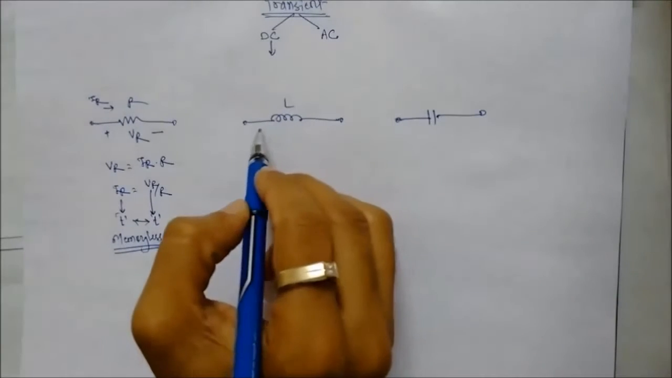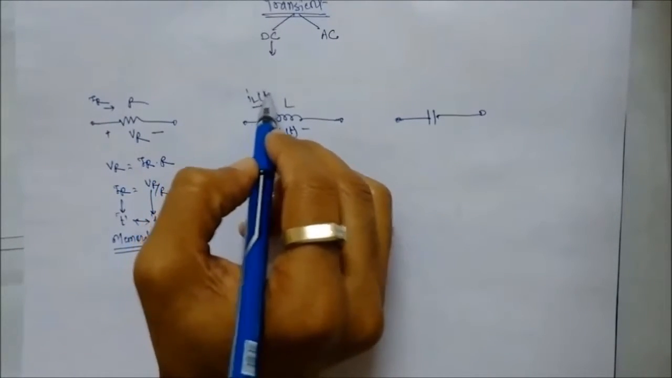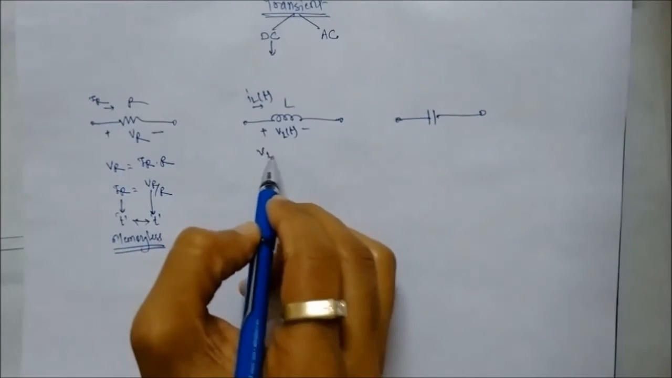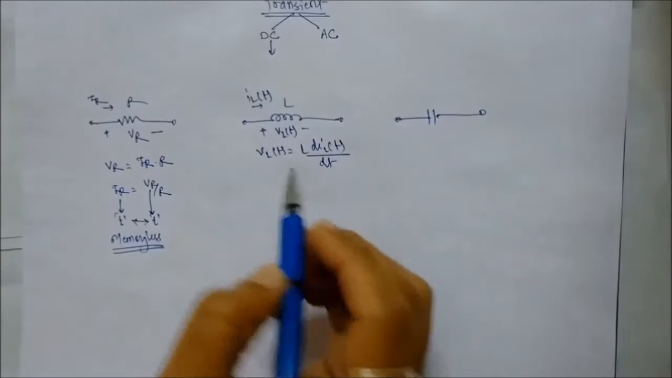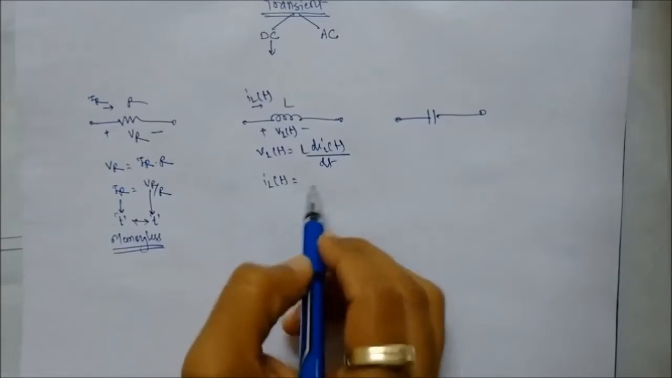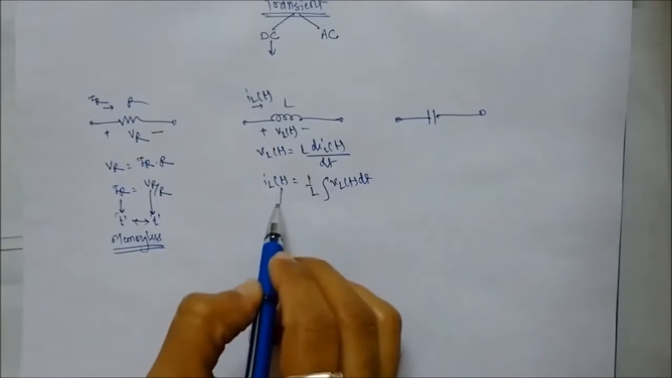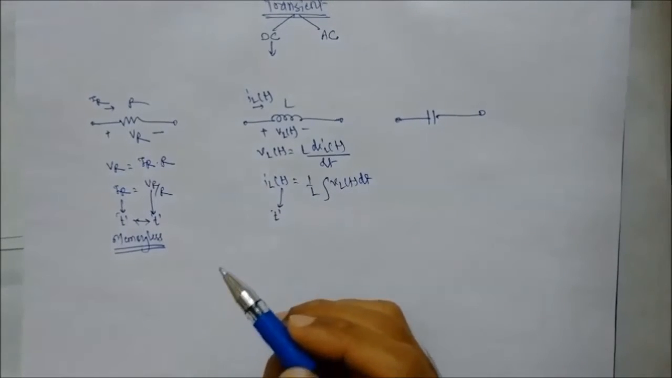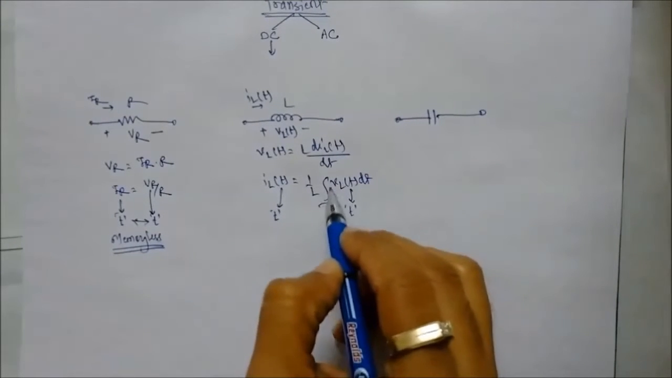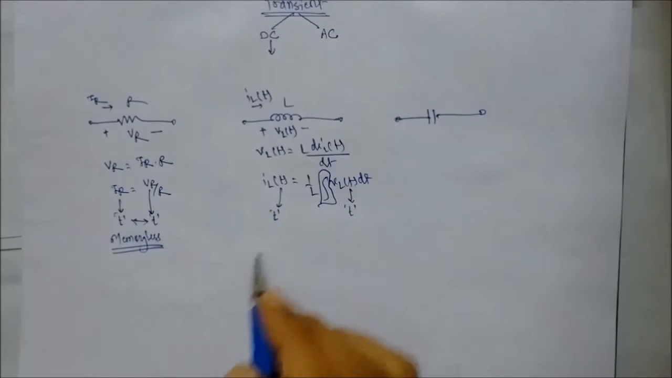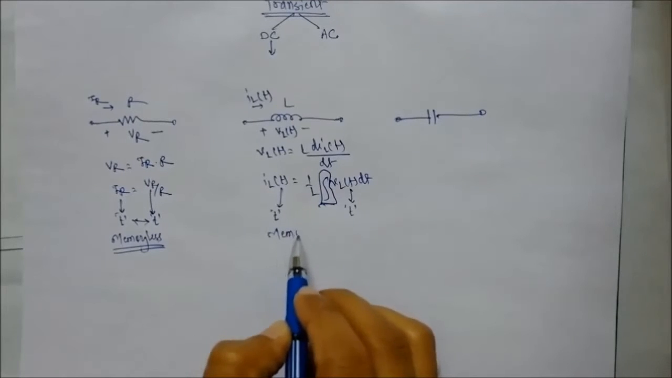Consider the case of inductor. Let's say VL(t) is the voltage across the inductor and IL(t) is the current passing through the inductor. Then VL(t) is equal to L di/dt. Rearranging the same for IL(t), we get 1 by L integral VL(t) dt. That means the current through the inductor at any instant t depends not only on the present value of the voltage across the inductor, but it also depends on the history of the voltage values. So since history comes into the picture, it is an element with memory.